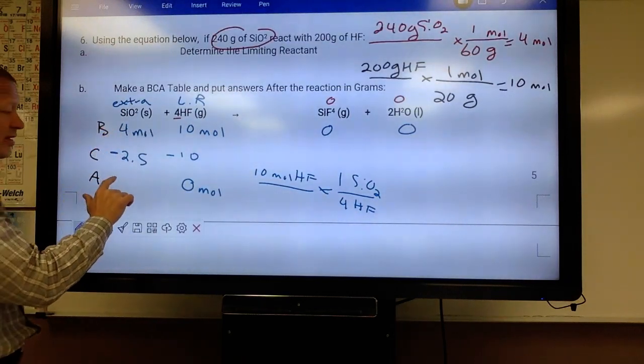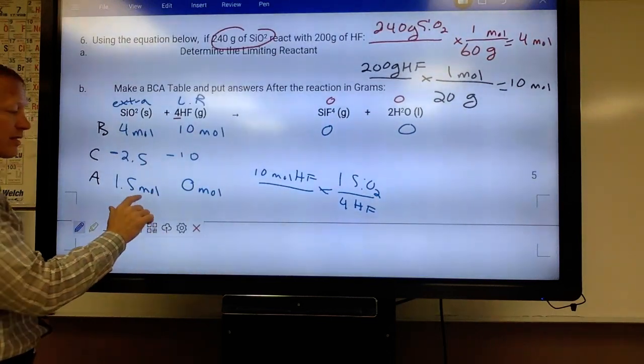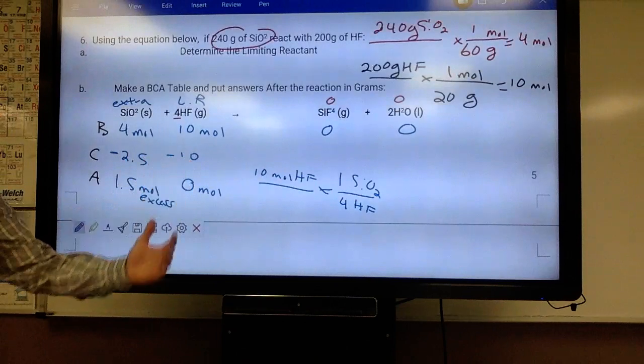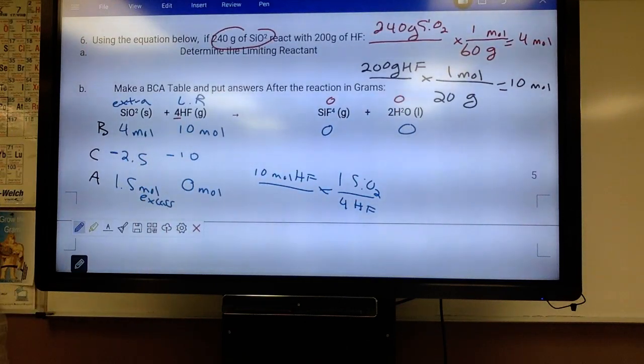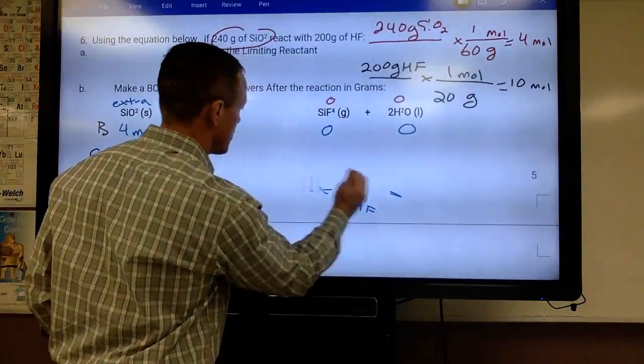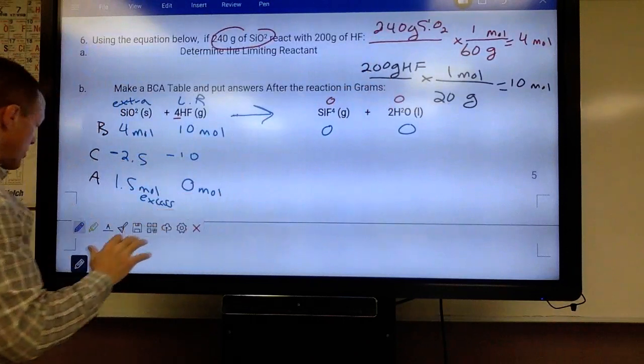4 minus 2.5 means there is 1.5 moles of extra left over because there wasn't enough HF to react with it. With me there? All right, let's figure out the other side of the equation. Remember, this is your arrow here. So these are your products.